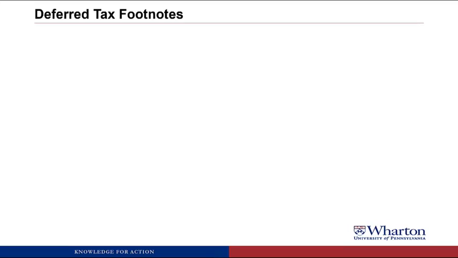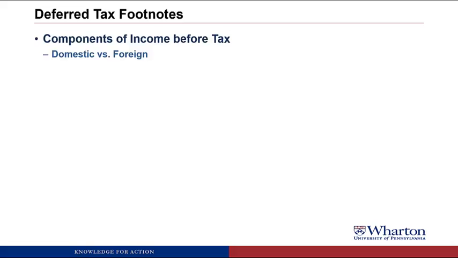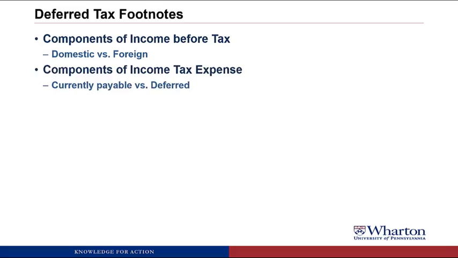Before we dive into the disclosure example, I want to give you a quick overview of the things we'll be finding when we go into the deferred tax footnote. So first, there's a disclosure of the components of income before tax, pre-tax income, how much that is domestic versus foreign. There's the components of income tax expense split up into currently payable versus deferred. So this is giving us that journal entry that we've been looking at a lot.